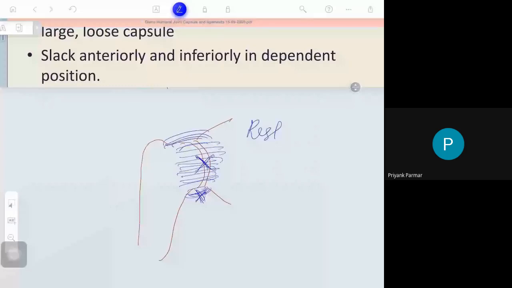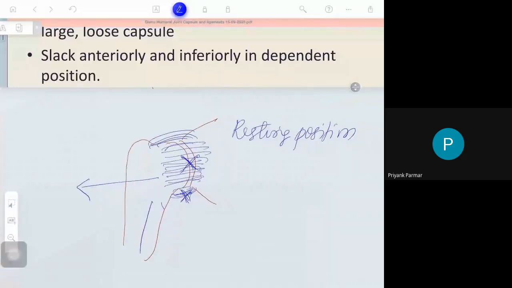In the resting position, when you distract the humerus, you know what is distraction? This is traction, and this is distraction. When you separate the joint perpendicular to the treatment plane, then it is called distraction. You know already. So in the resting position, when you distract the joint, a maximum of 2 to 2.5 centimeters of distraction will be possible.